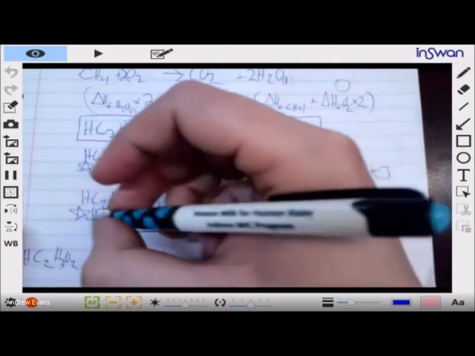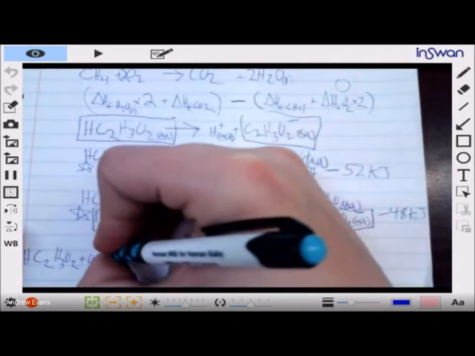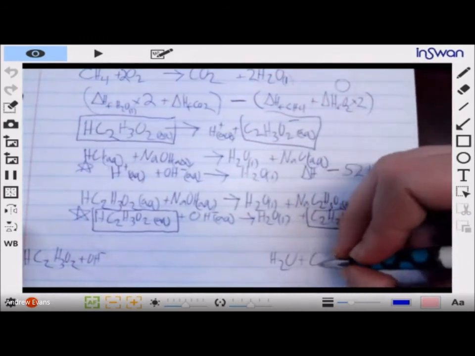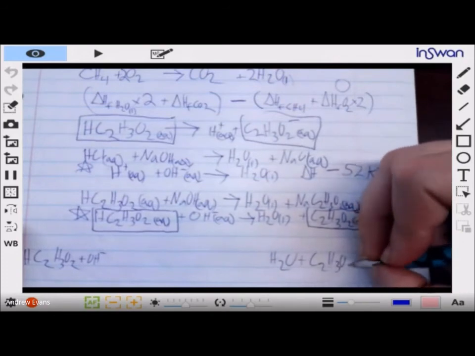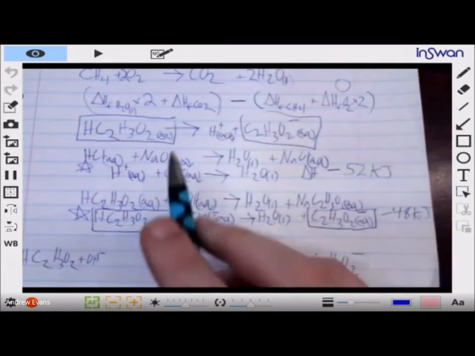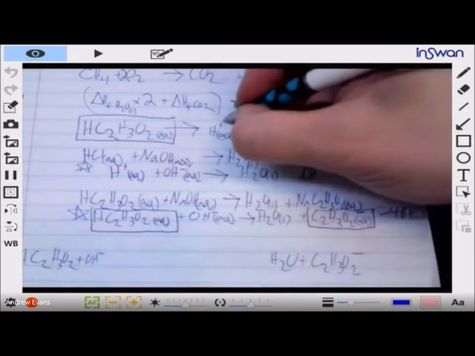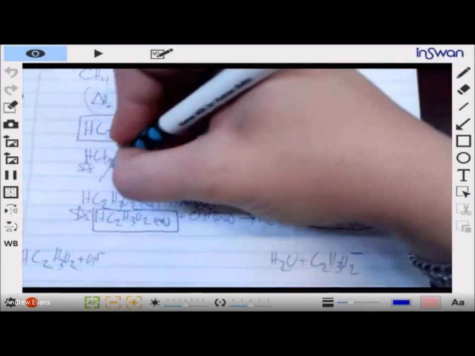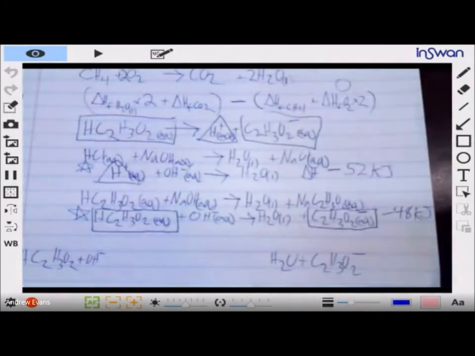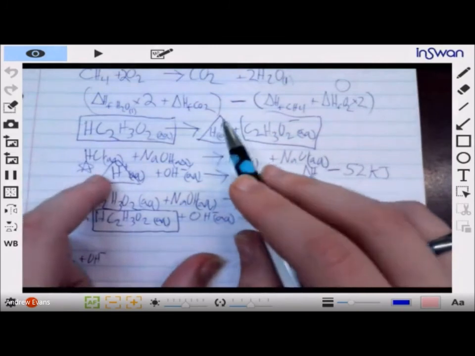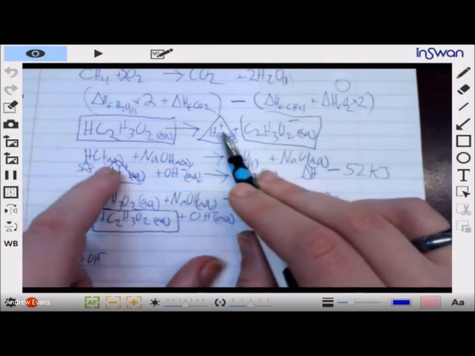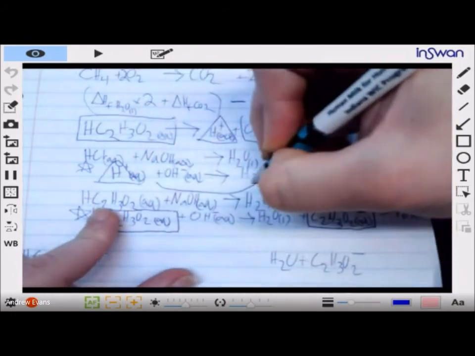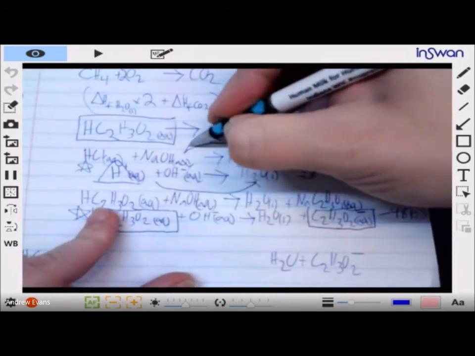HC2H3O2, go ahead and write the whole thing down, water and C2H3 minus. Now, this H plus is only here. However, you'll notice the H plus is on the right here and the H plus is on the left there. So that means I have to flip this whole equation around.